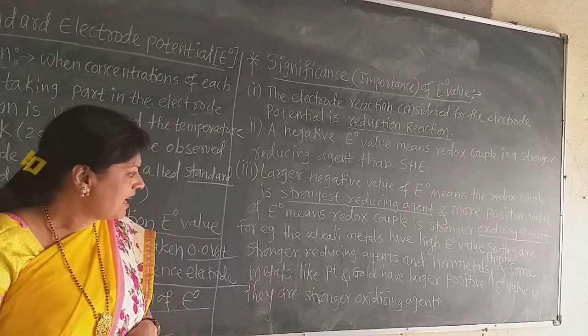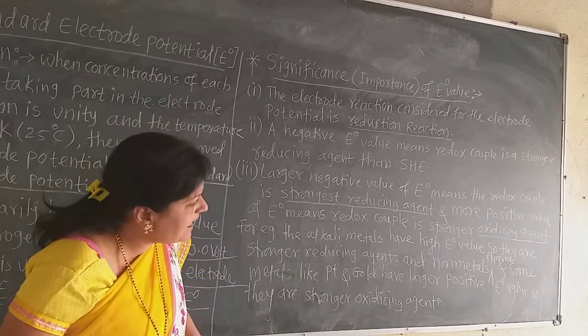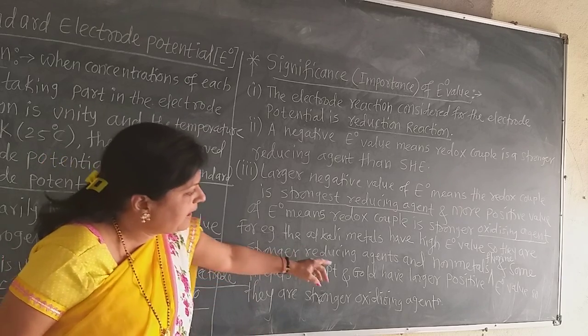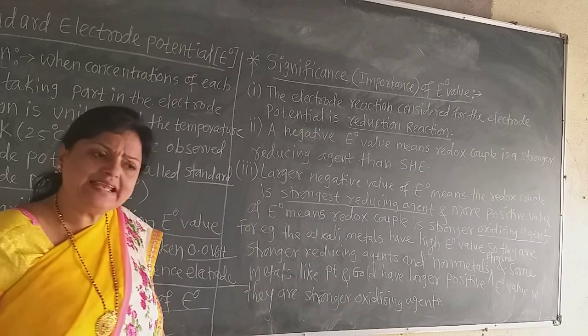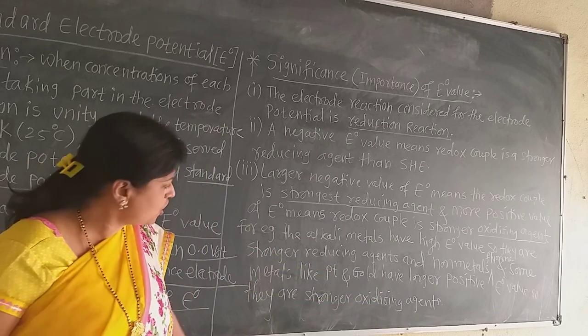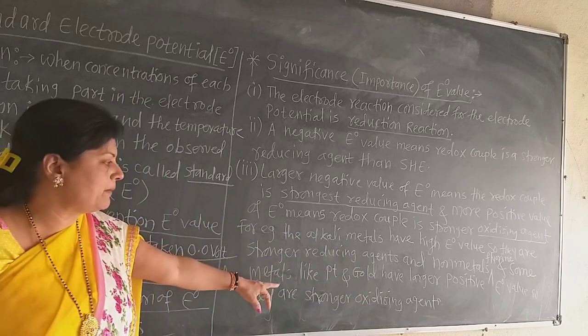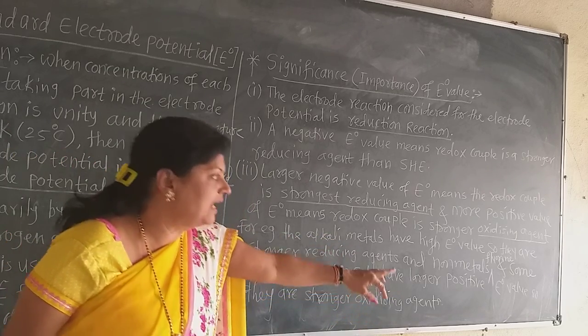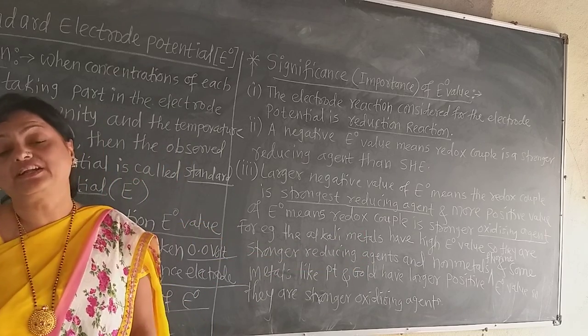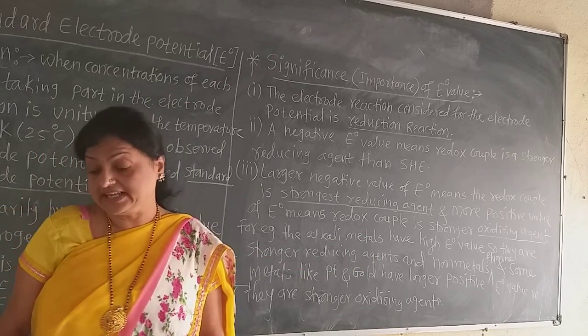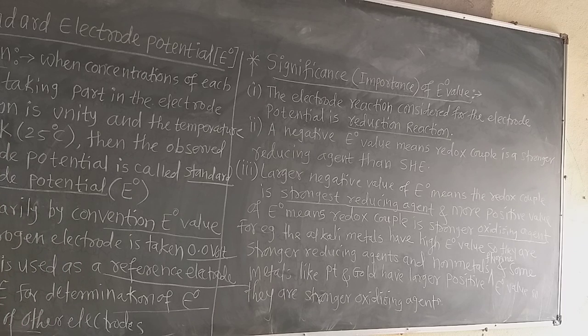Remember that. And here I gave you that the alkali metals have a high negative value of E0, and they are stronger reducing agents, and the non-metal fluorine and some metals, platinum and gold, have the larger positive value, and they are the stronger oxidizing agents. Now this is about the significance of the E0 value, that is, the standard electrode potential value.